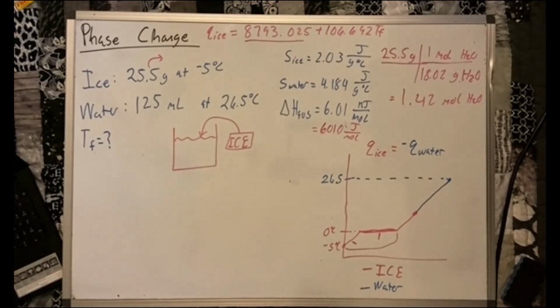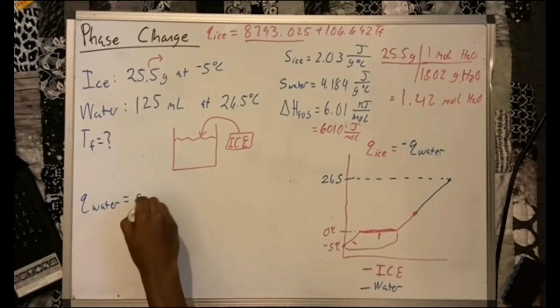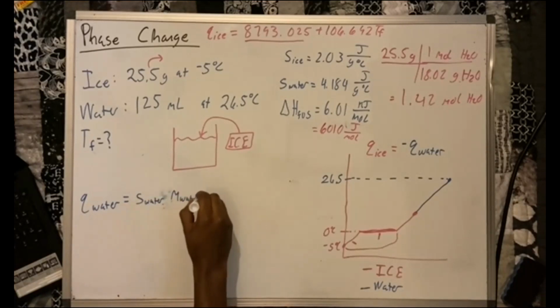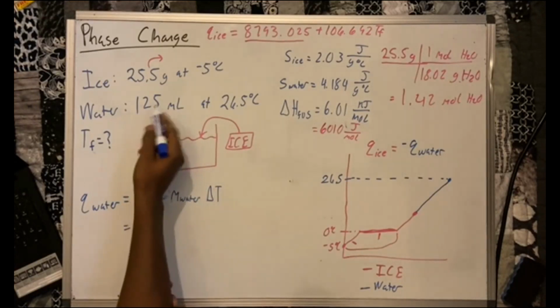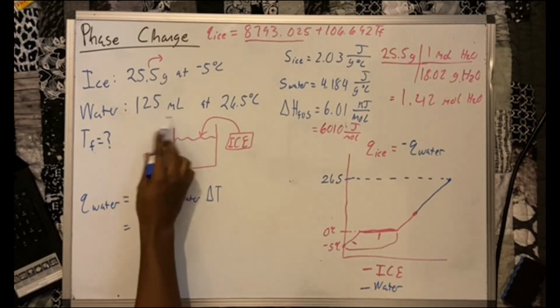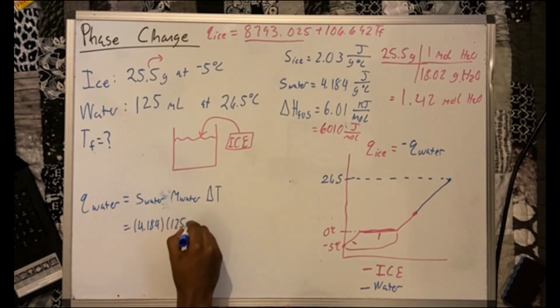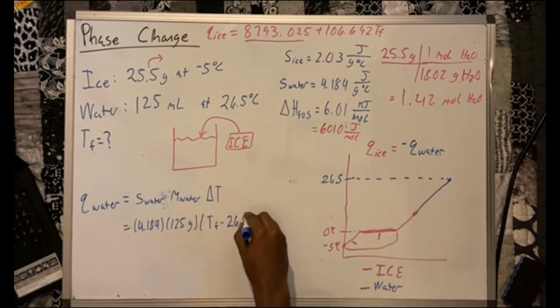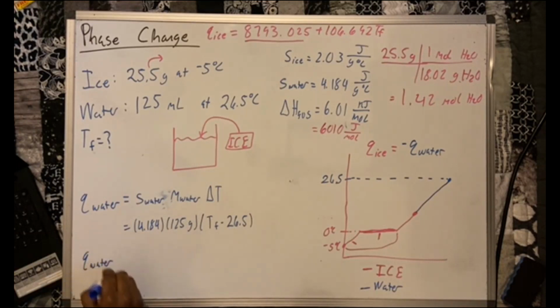Now we do the same thing for our water. The Q of our water is easier, it's just this cooling down. So it's just SM delta T: S of the water, M of the water, and then delta T. We know the density of water is 1 gram per milliliter. I think he usually gives you the density of water, but if you don't remember, it's just 1. So it's going to be 4.184 times 125 grams, times final, which is TF, minus my initial, which is 26.5. We'll multiply these two together and then distribute.